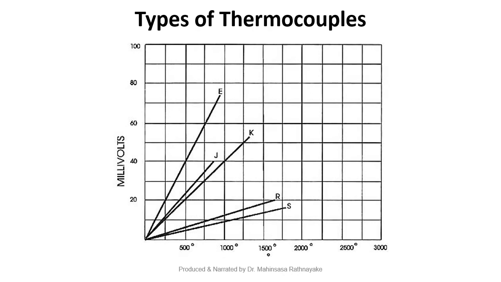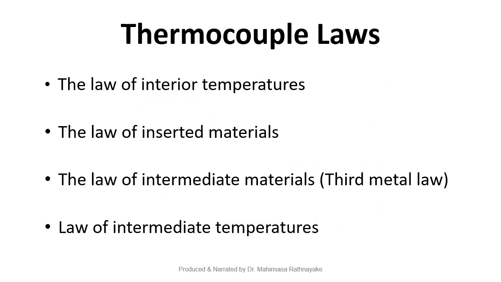When we measure the temperature using thermocouples, we have to consider several laws of thermocouples. Basically, there are 4 thermocouple laws. By names, we can define them like the law of interior temperatures, the law of inserted materials, the law of intermediate materials, and the law of intermediate temperatures. So there are 4 thermocouple laws.